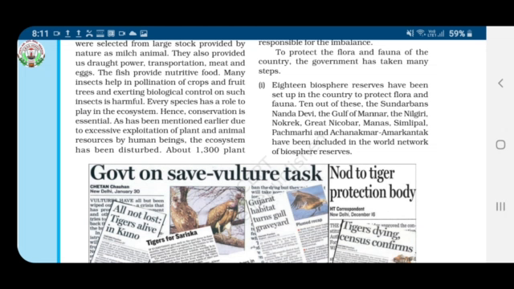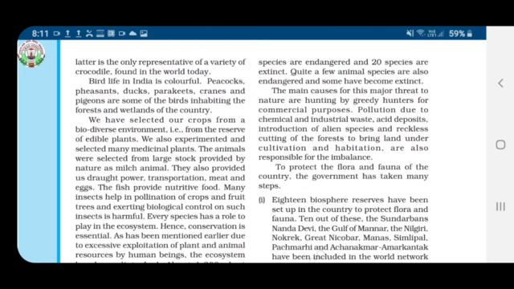Many insects help in pollination of crops and fruit trees and exert biological control on insects which are harmful. Every species has a significant role to play in the ecosystem. Hence, conservation is essential. The ecosystem has been disturbed due to the excessive exploitation of plants and animals. About 1300 plant species are endangered and 20 species are extinct. Quite a few animal species are also endangered and some have become extinct.